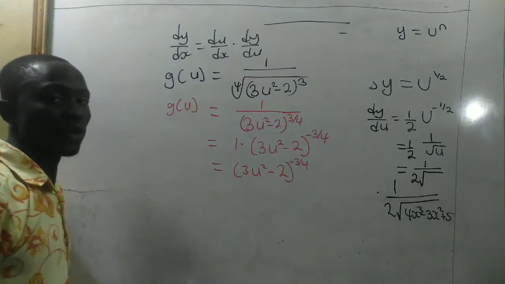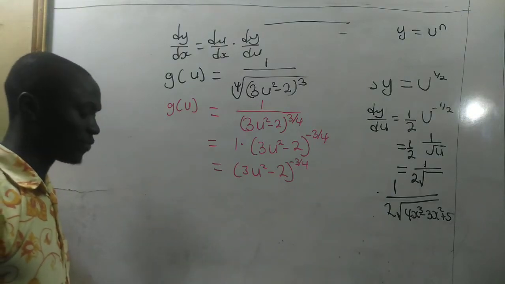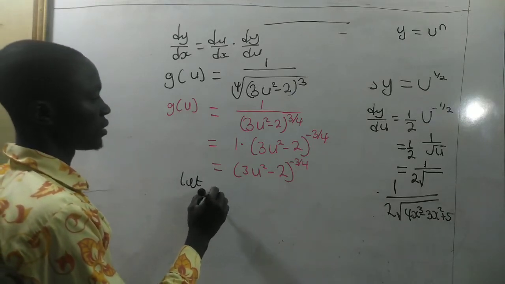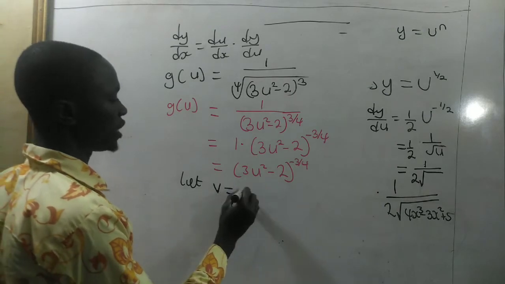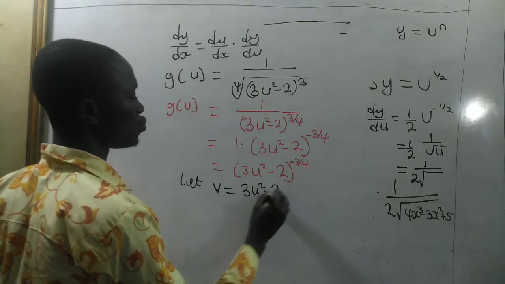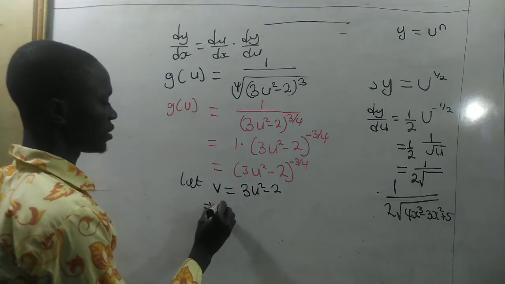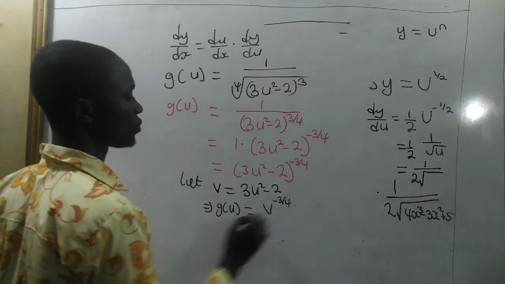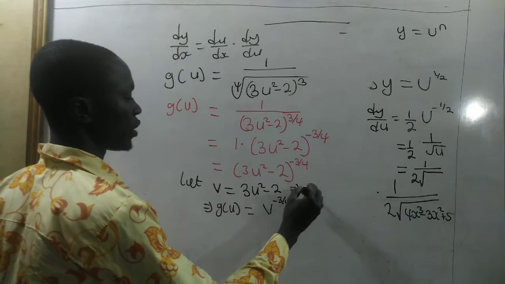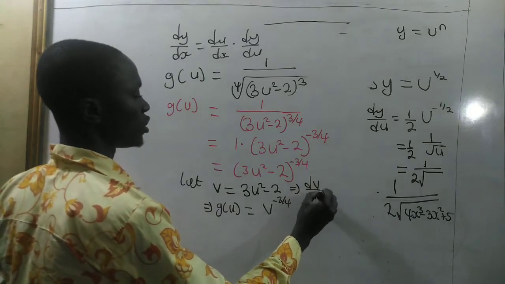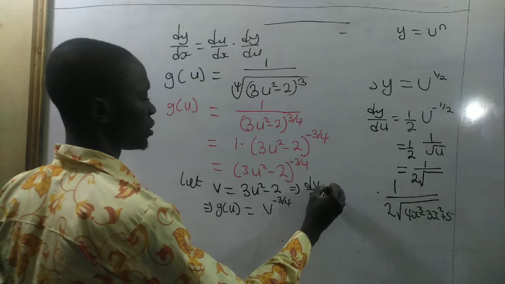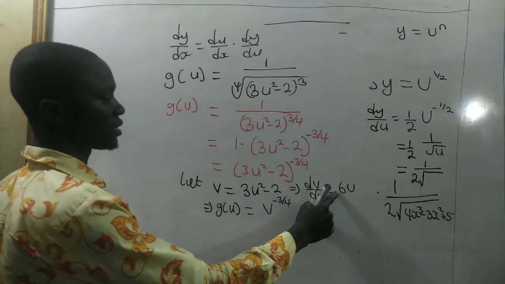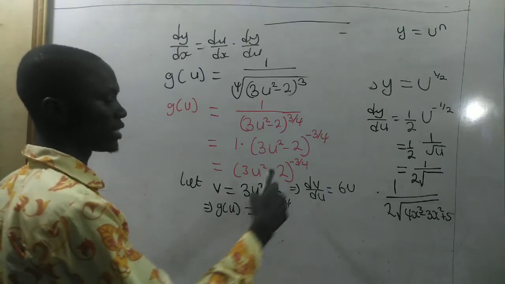Now we have u there again, so we are not going to say let u, we are going to take another variable. So we can say let me say v to be equal to the inner function 3u squared minus 2. Now this implies that g of u is equal to v to the power negative 3 on 4. So here we are going to take dv on du is equal to 6u, 2 times 3 is 6, we take 1 get u. The derivative of a constant is 0, so we leave it.